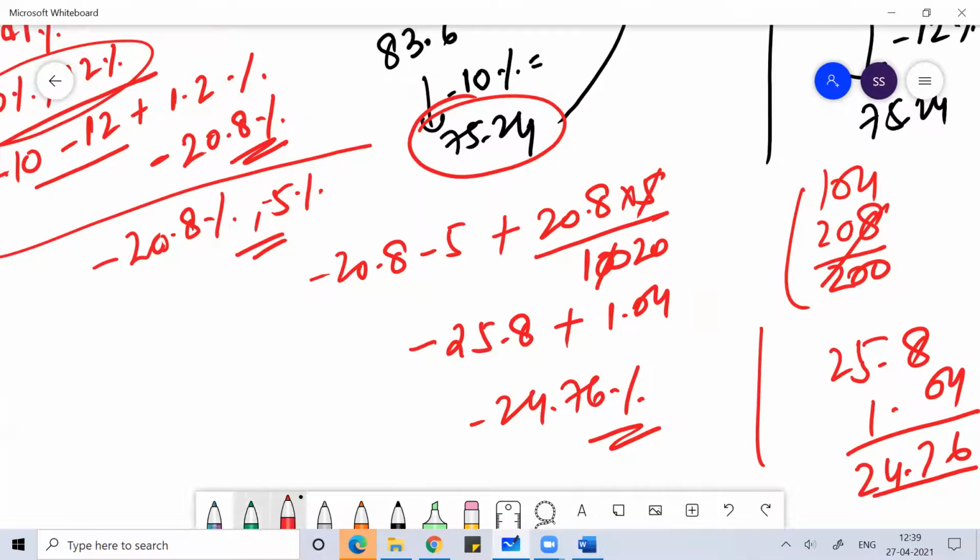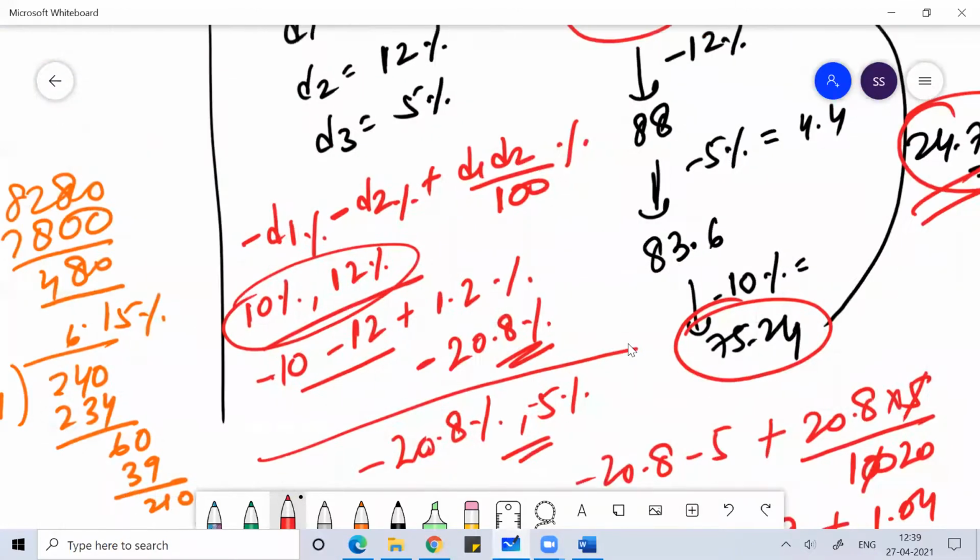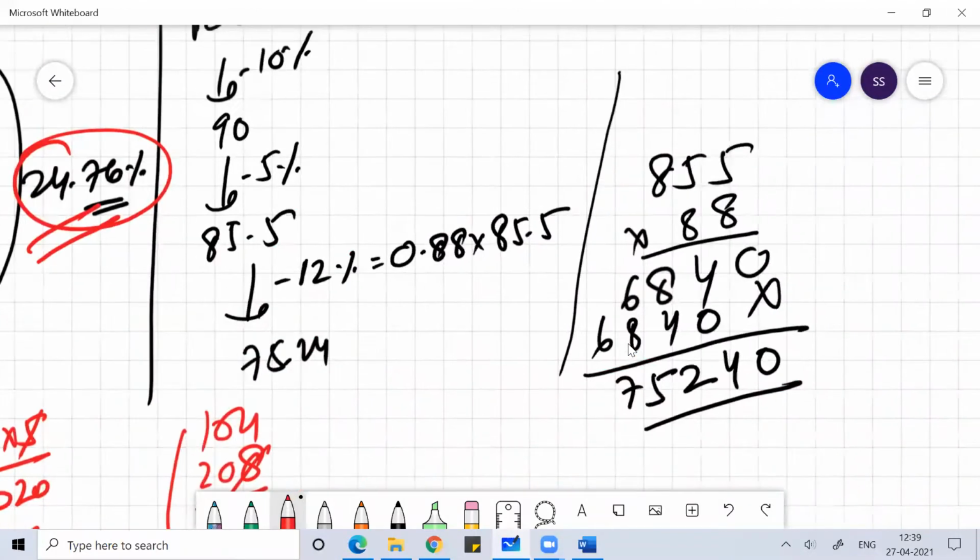Anyone, any doubt, any question? You can remember the formula.